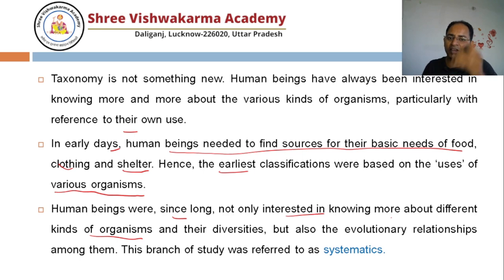So evolutionary relationship means how the changes take place in the organism since the starting of the earth. So that is known as systematics. Systematics means the evolutionary relationship in the organism.